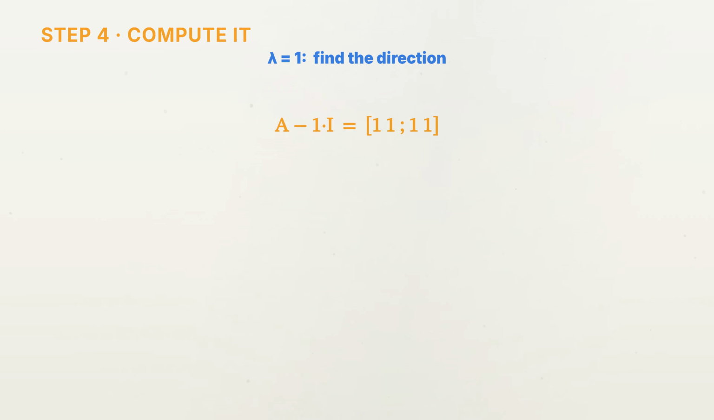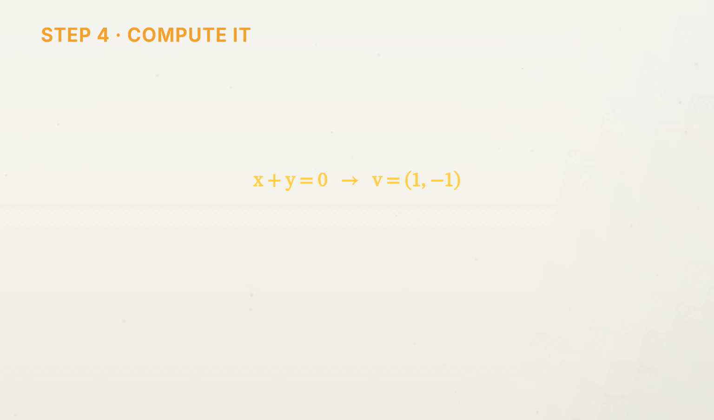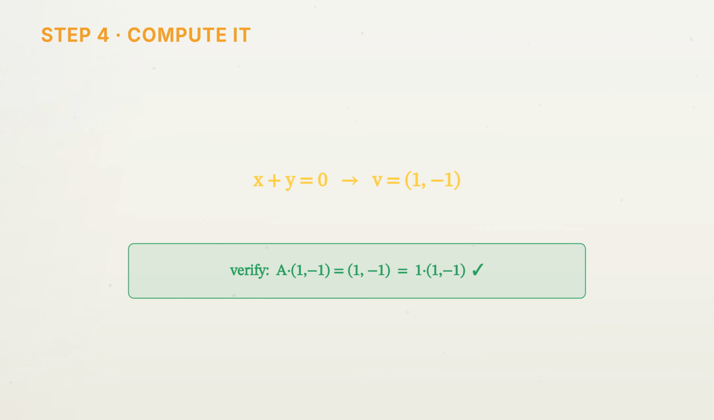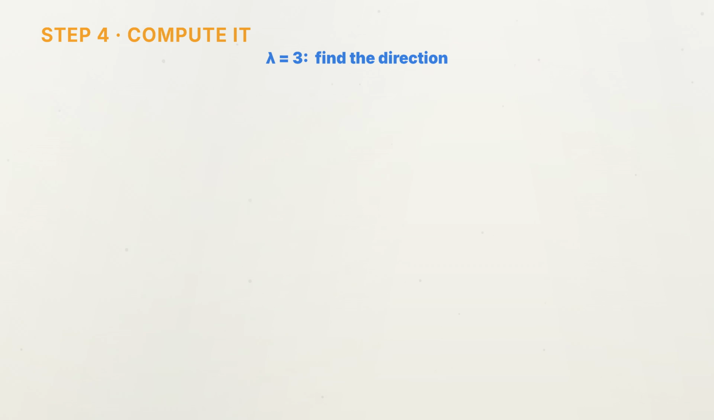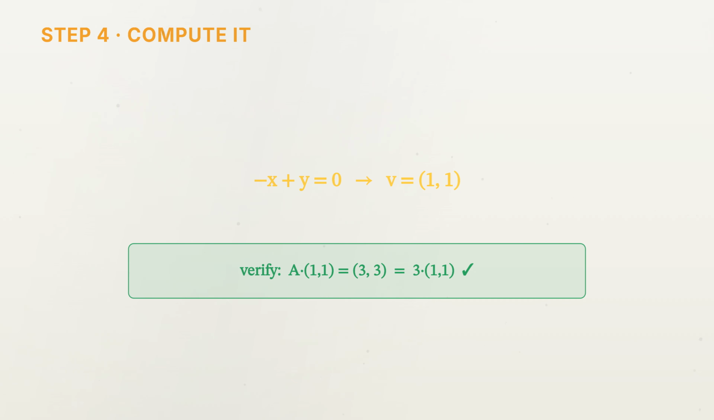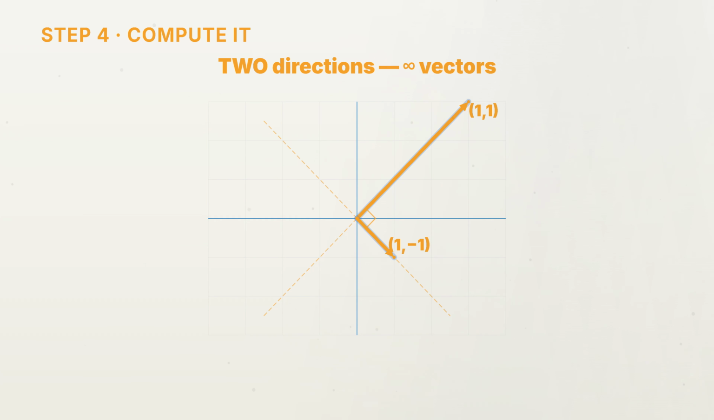Solve it: x plus y equals 0, so y equals negative x. Pick x equals 1, then y equals negative 1. The eigenvector is 1, negative 1. Verify: A times it gives exactly 1 times it. Now lambda equals 3. A minus 3I is negative 1, 1, 1, negative 1. Solve it and you get y equals x. Pick x equals 1, so y equals 1. The eigenvector is 1, 1. Verify it: A times it gives 3 times it.